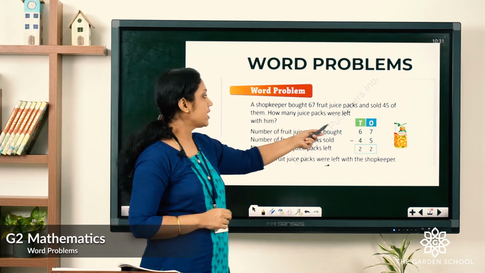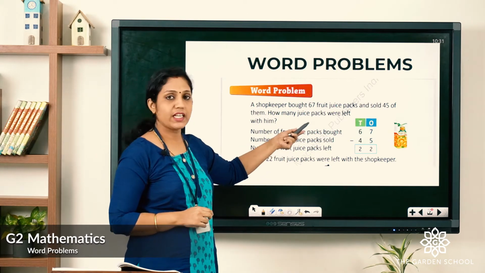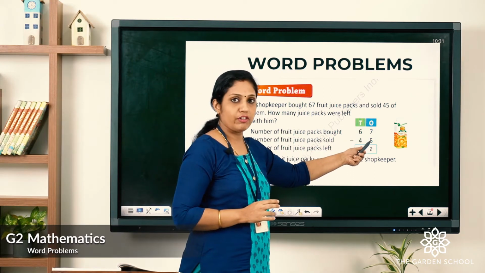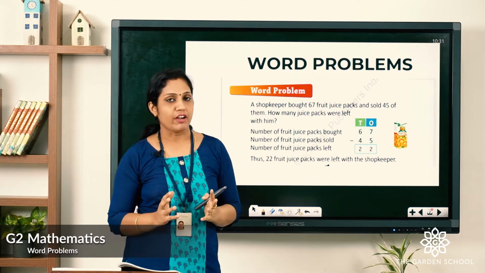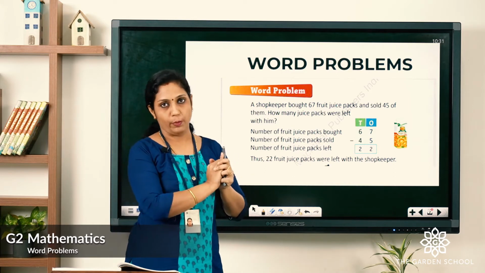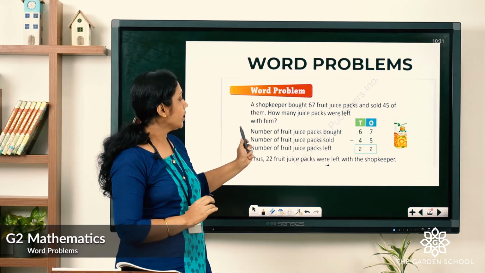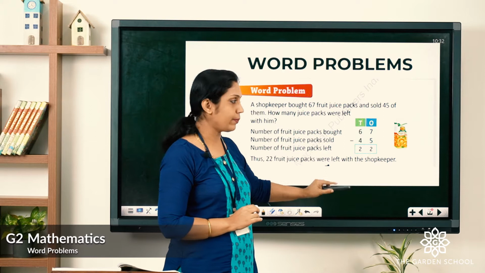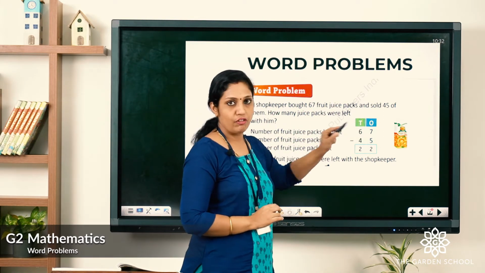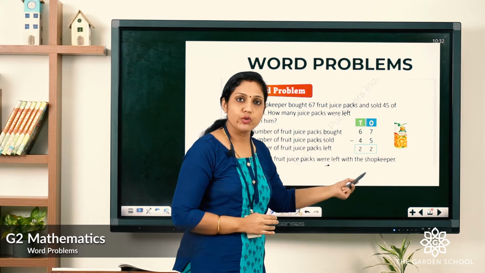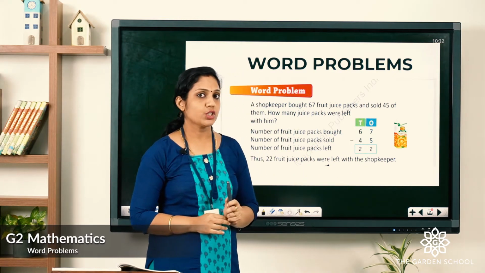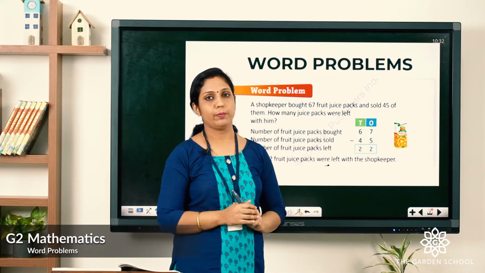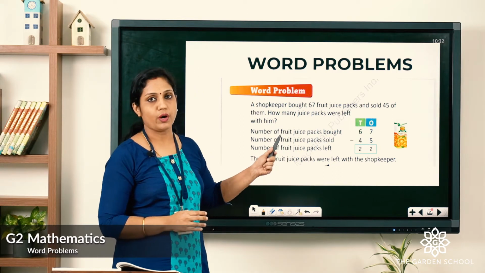He bought 67 packs. Number of fruit juice packs sold. Out of 67, how many juice packs were sold? That is 45. Now what we have to find out? We have to find out how many is remaining with the shopkeeper. For that, what we have to do? The next sentence also we can write number of fruit juice packs left, and we should subtract 67 minus 45. What's the answer? It is 22. So how many packs are remaining with the shopkeeper? There are 22 fruit packs left with the shopkeeper. This is the way how to write a word problem.